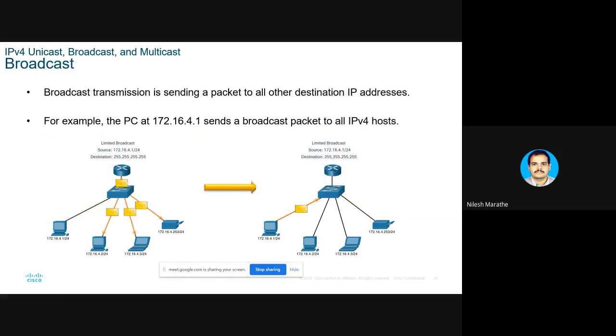Sending a broadcast packet to IPv4 hosts, that is known as broadcast. That is called simple switching. So if you observe here, hello, destination is all 255. So that is, we can say, the broadcast address.